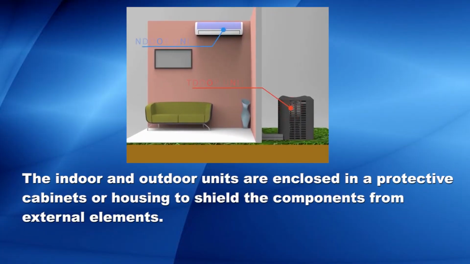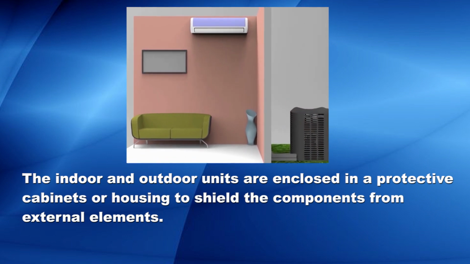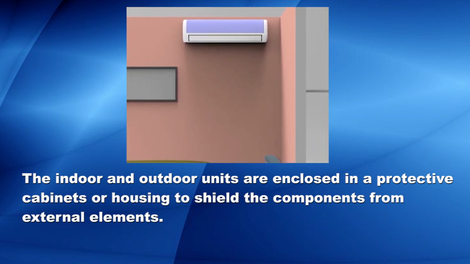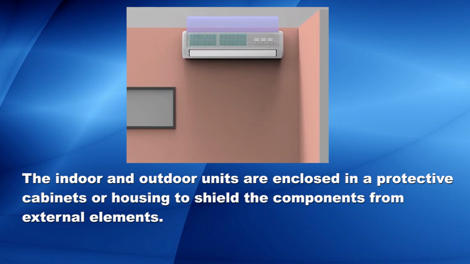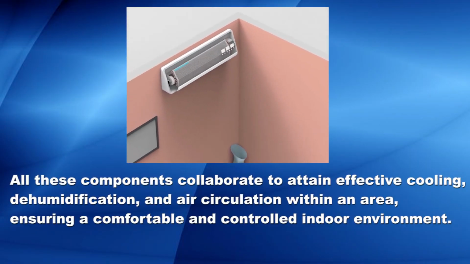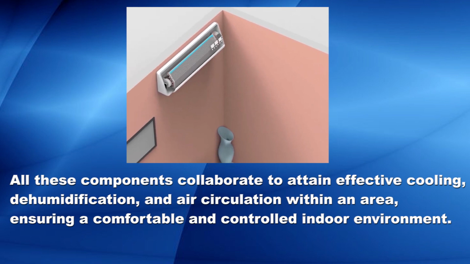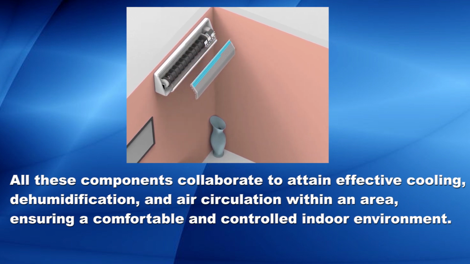Cabinet or housing. The indoor and outdoor units are enclosed in protective cabins or housing to shield the components from external elements. So, all these components that we have discussed collaborate to attain effective cooling, dehumidification, and air circulation within an area, ensuring a comfortable and controlled indoor environment.